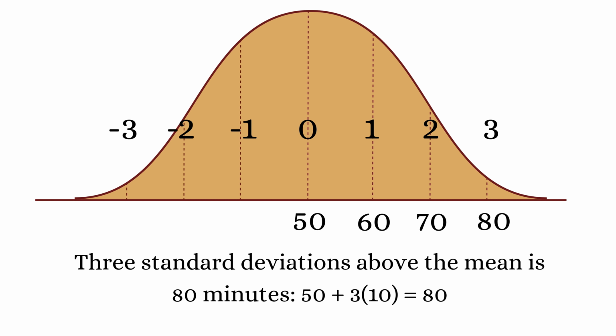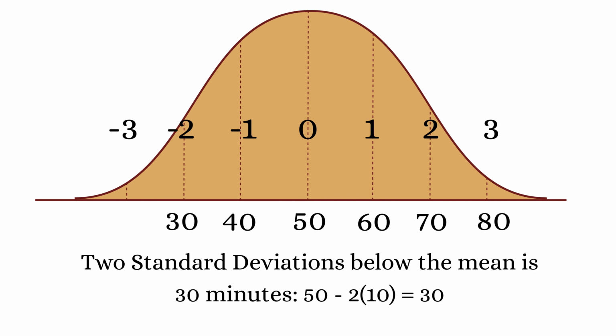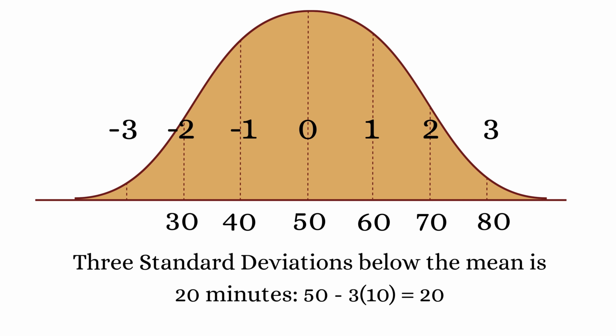Now we'll label the other side. One standard deviation below the mean is 40, and that's our mean of 50 minus one standard deviation of 10. Two standard deviations below the mean is 30, our mean of 50 minus two standard deviations of 10. 50 minus 20 gives us 30. Lastly, three standard deviations below the mean is 20, our mean of 50 minus three standard deviations of 10. 50 minus 30 gives us 20.